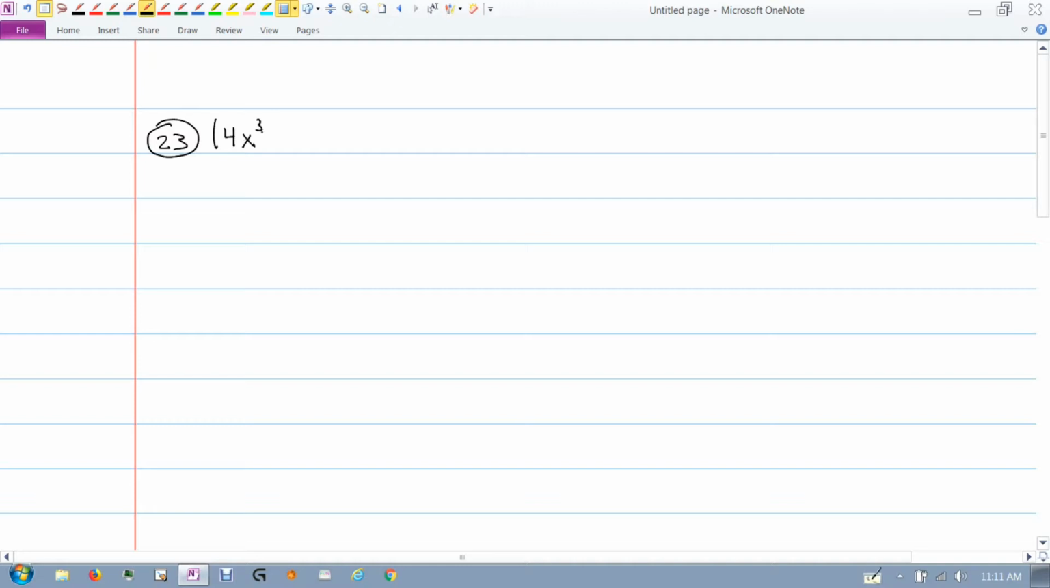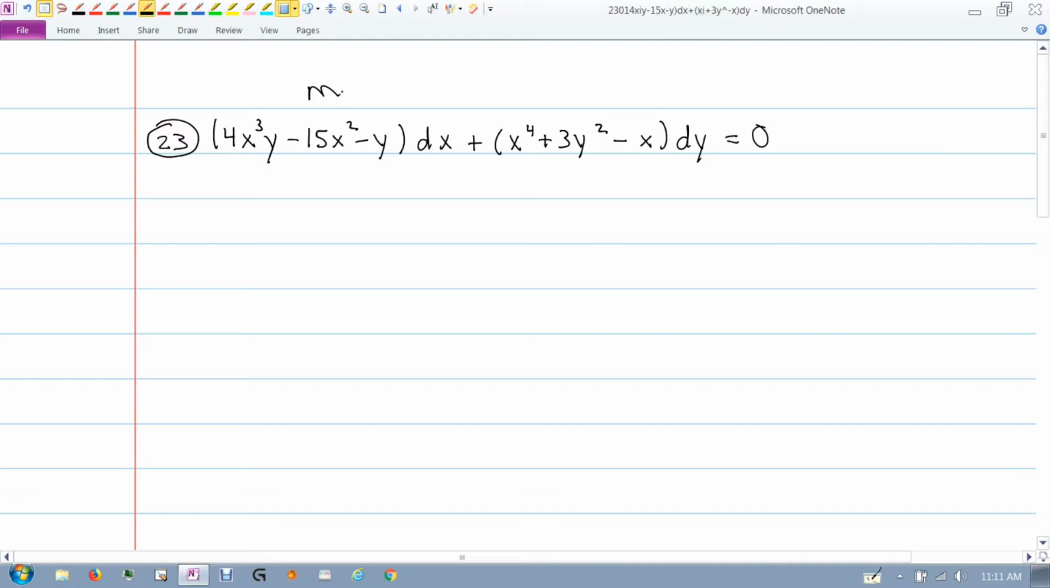For x cubed y minus 15x squared minus y dx, so that's m, plus 4x to the fourth plus 3y squared minus x dy must equal 0. So there's our m, there's our n.